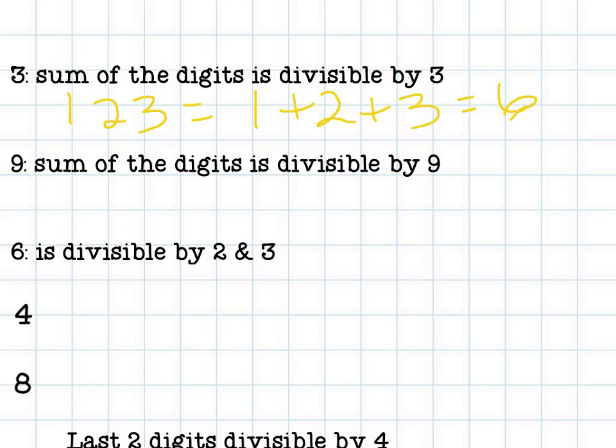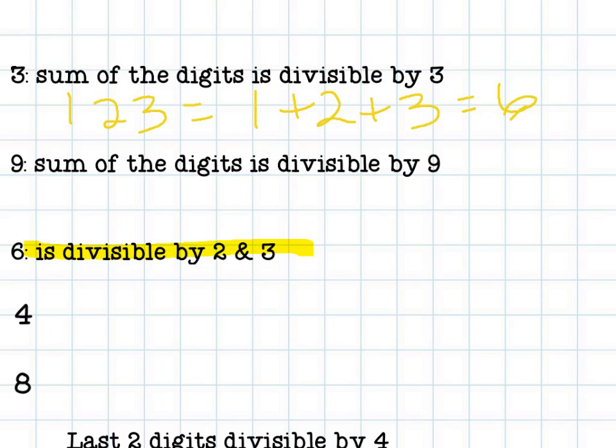The rule for 9 is the same, except you need to make sure it can be divided by 9. So 123, when you add the digits, comes out to 1 plus 2 plus 3 is 6. Well, 9 does not go into 6 evenly, so it would not be divisible by 9. If a number is divisible by 6, it has to be divisible by both 2 and 3.